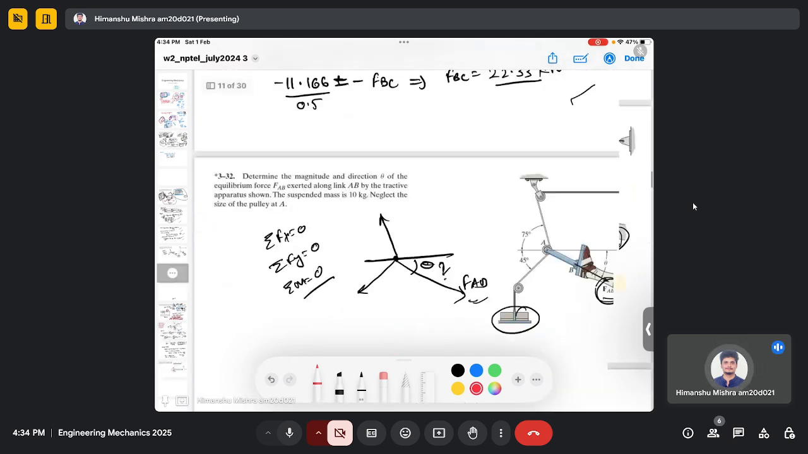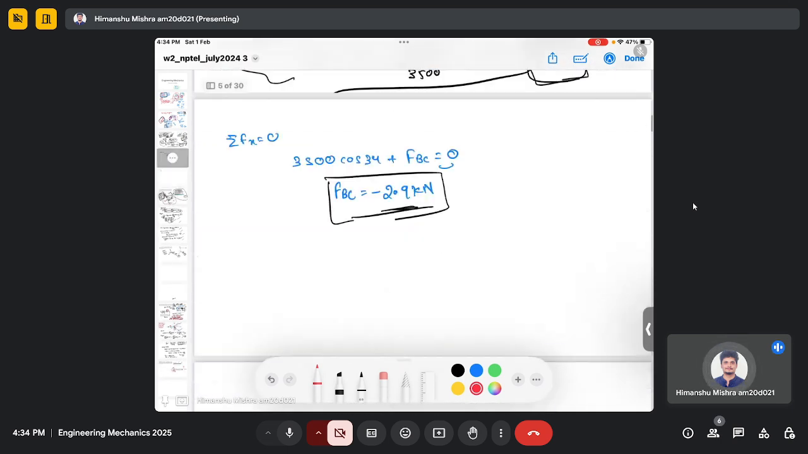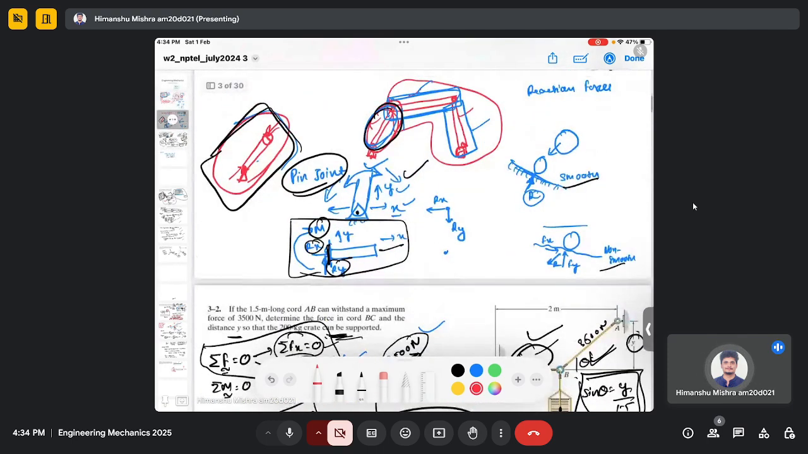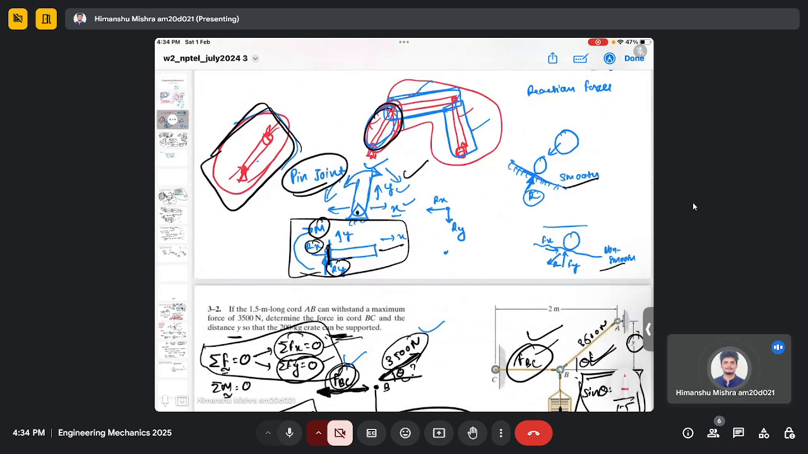So this we have discussed in the beginning, that for the pin joint the translation motion is constrained. It cannot move in the x direction, it cannot move in the y direction, so there will be reactive forces, but it can rotate. The rotation is possible for the pin joint, so there will be no reactive moment. But for the fixed support, the rotation is also constrained, so there will be a reactive moment along with the reactive forces.